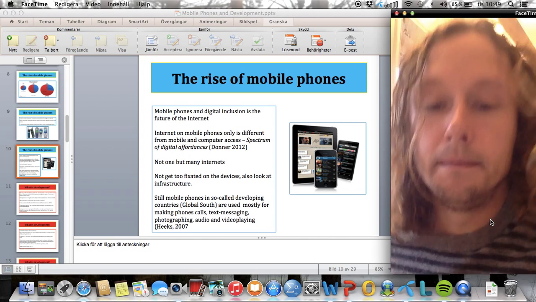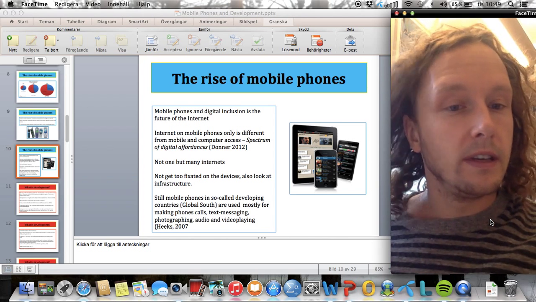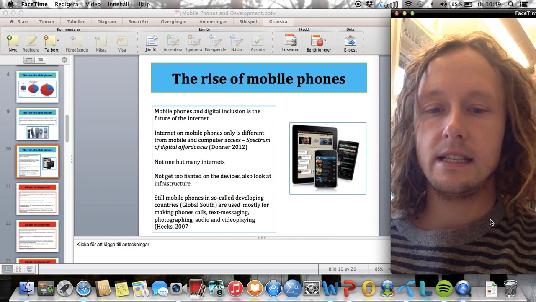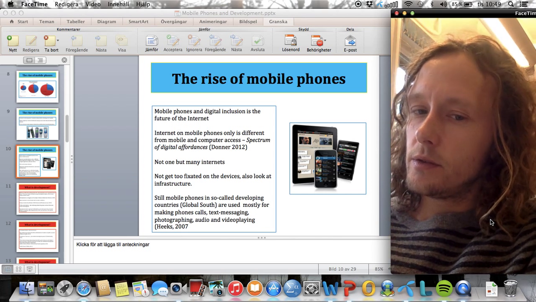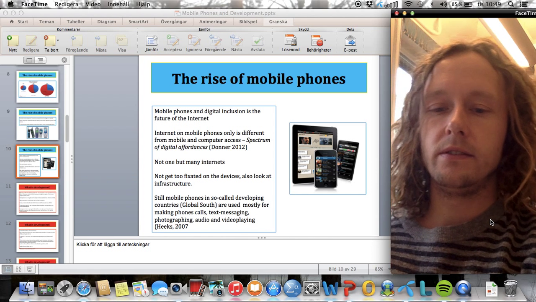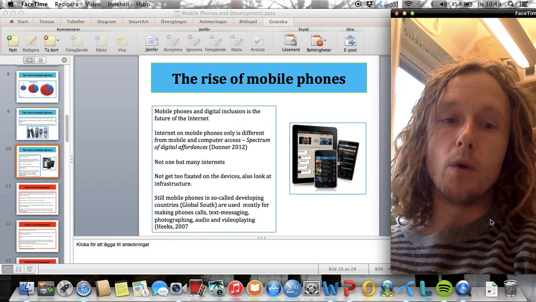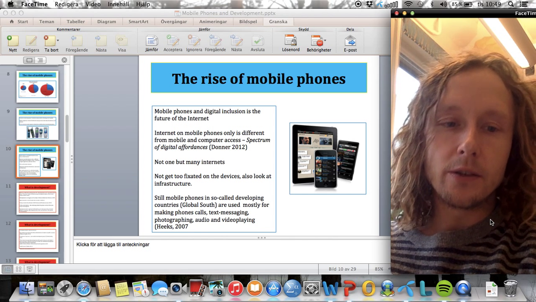Okay, so we also need to look at the infrastructure, supply of electricity, etc. Still, mobile phones in so-called developing countries are used mostly not for internet. We need to keep this in mind.